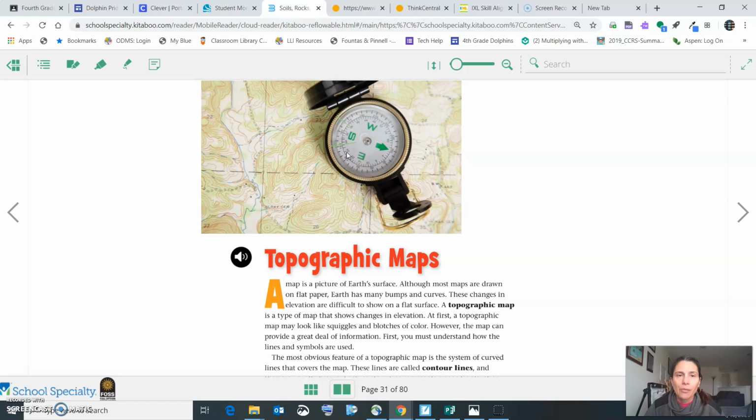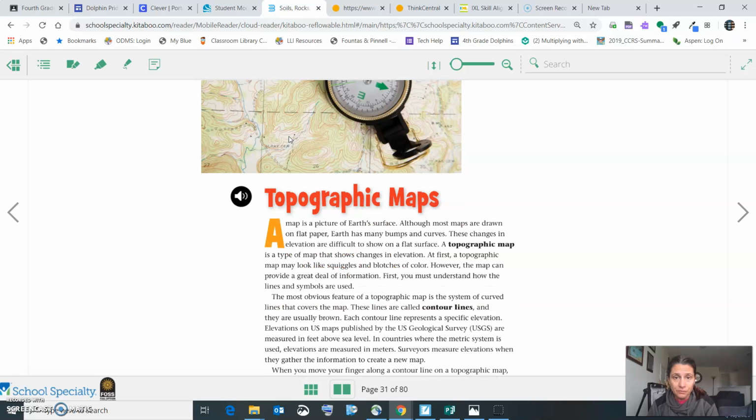And if you notice on the map right away, we see that it looks like a bunch of squiggly lines. We notice it's some different colors, not a lot of colors, but some different colors. So this is an example of a topographic map. So we're going to read to find out what is a topographic map. That is your question for today. That's what you're going to have to be able to answer after we are done reading.